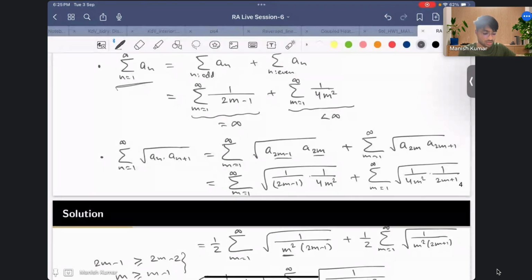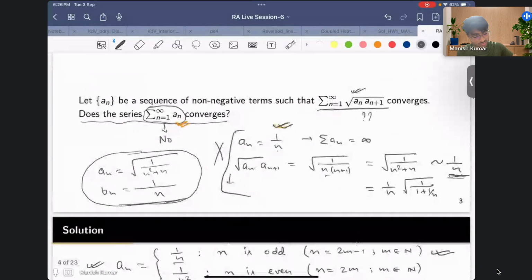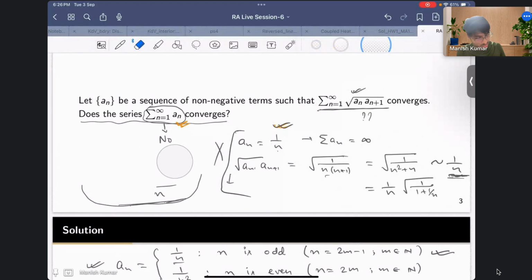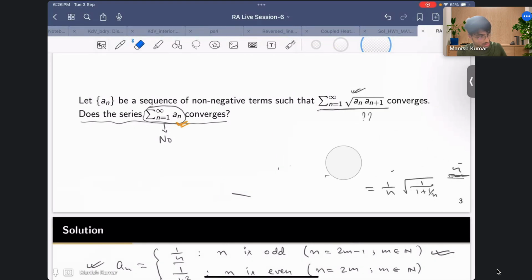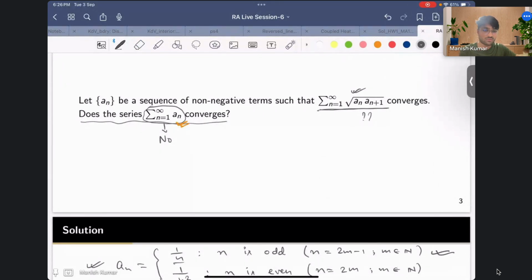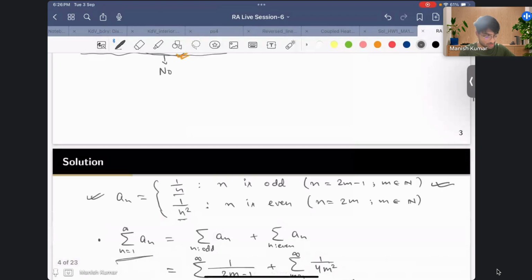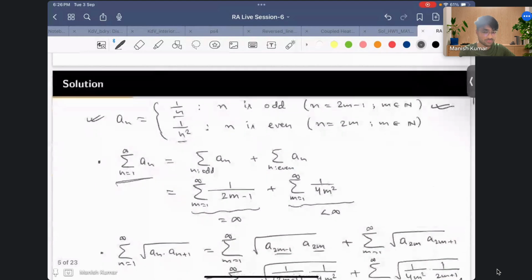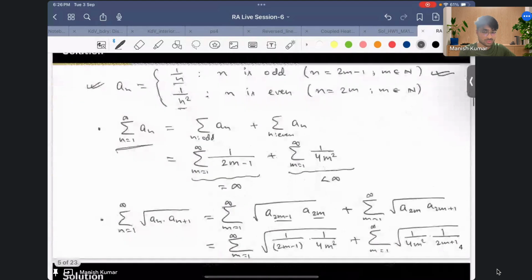So this statement, that the summation of root of a_n times a_(n+1) is convergent, does not imply that the series of a_n will converge. And this is the way we can get the counter example. So was this example okay with you?